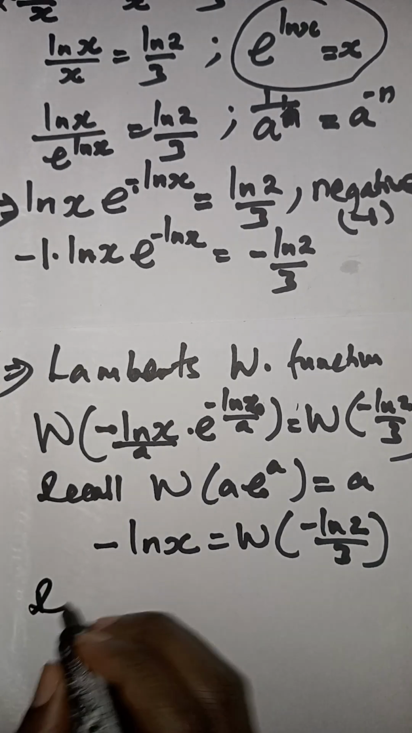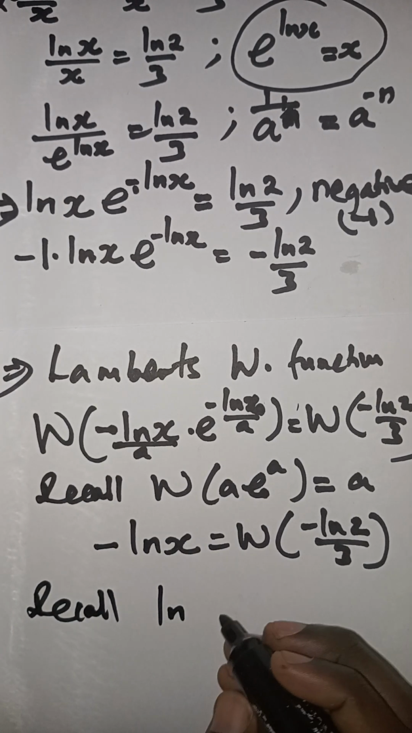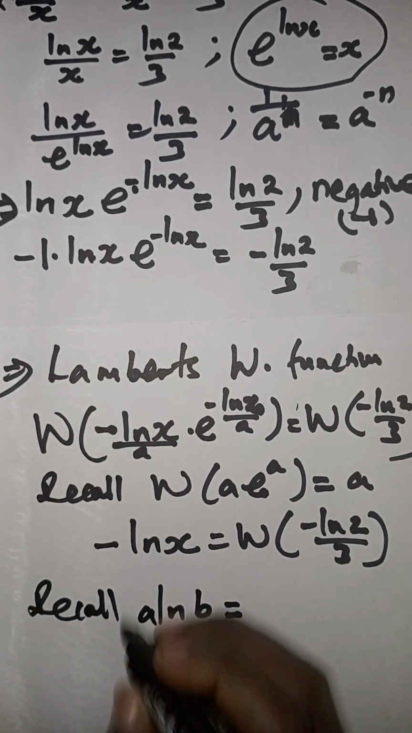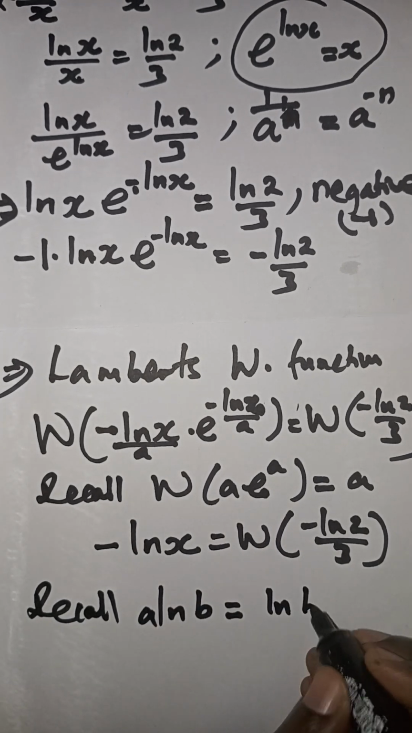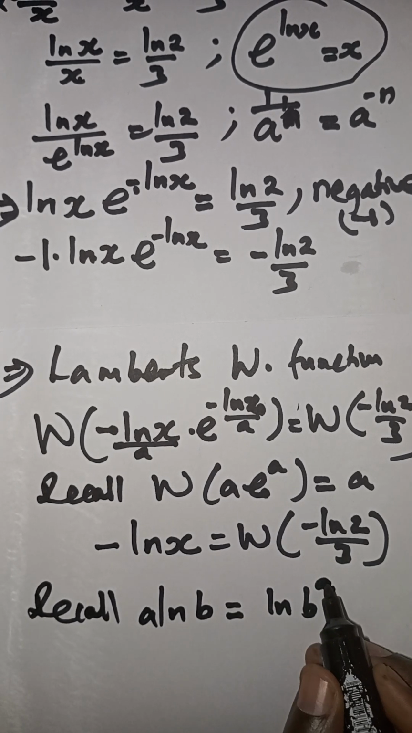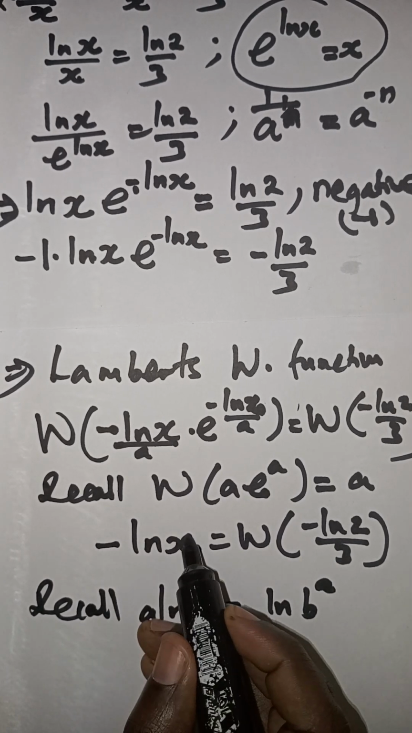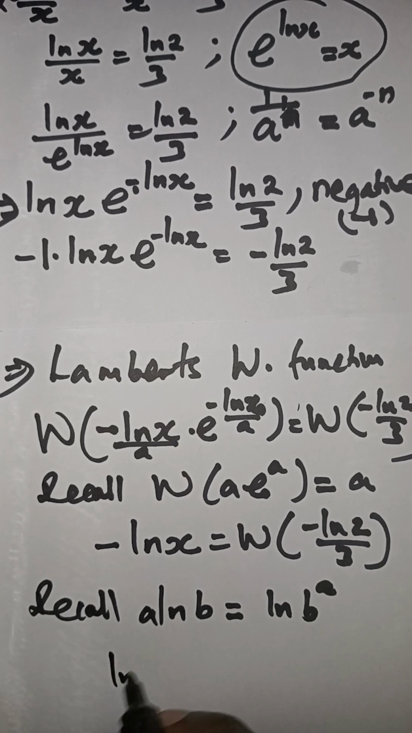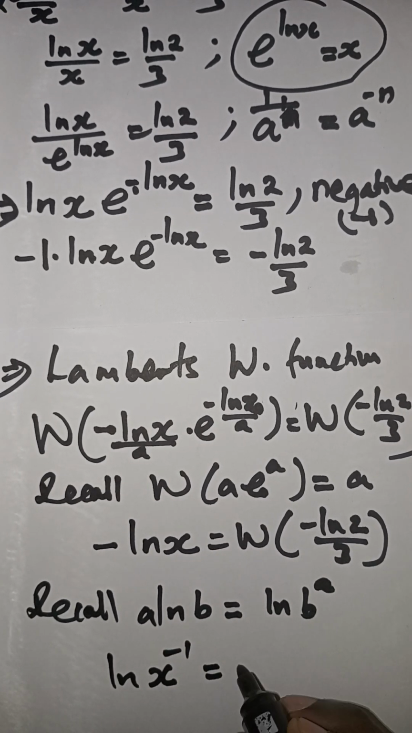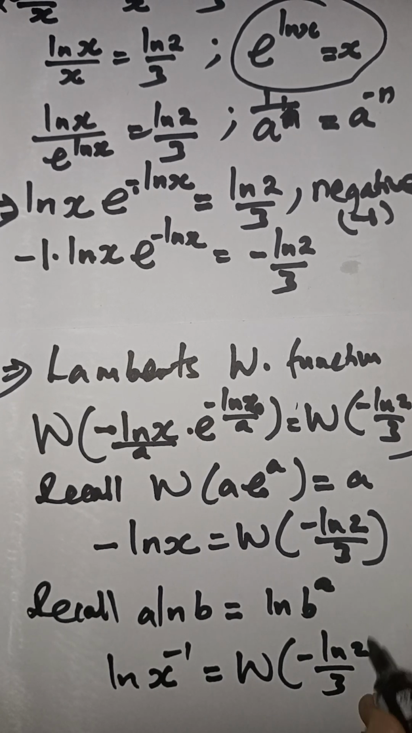Recall again that wherever you have the natural log of maybe a to the natural log of b, this can be re-expressed as the natural log of b to the power a. This can come here. I'm going to use this here so that this negative comes up as the natural log of x power -1 should be equal to the W of the natural log of 2 divided by 3.